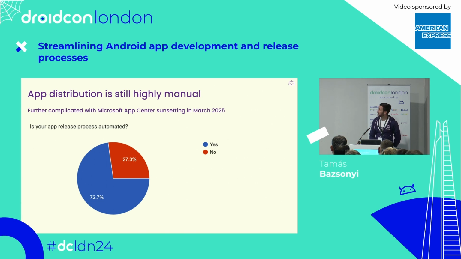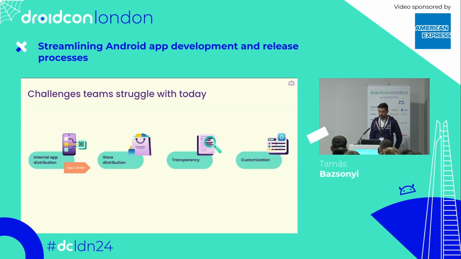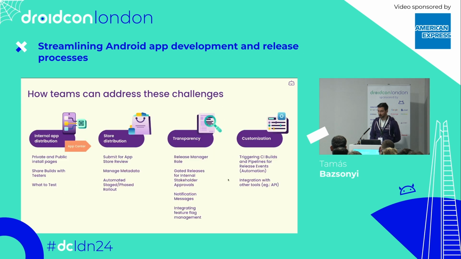Just a couple of issues that are happening quite frequently: internal app distribution, store distribution, transparency, and customization. Some of the possible options to mitigate these challenges are definitely an install page to install artifacts, what-to-test sections, managing the metadata, notifications on different messages, a release manager role, and integration with other tools.